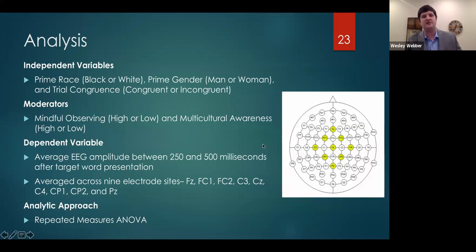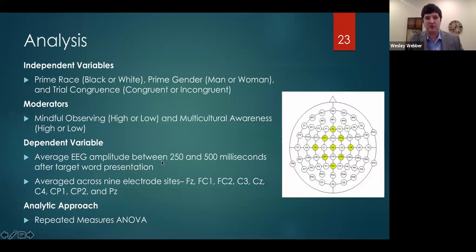Okay, in terms of my analysis of this data, let me tell you about my independent variables. The independent variables were the prime's race, either Black or white, the prime's gender, either man or woman, and the congruence of the trial. So each one was either congruent or incongruent. There were 2 moderators, mindful observing and multicultural awareness. I created high and low groups for each of these using a median split.